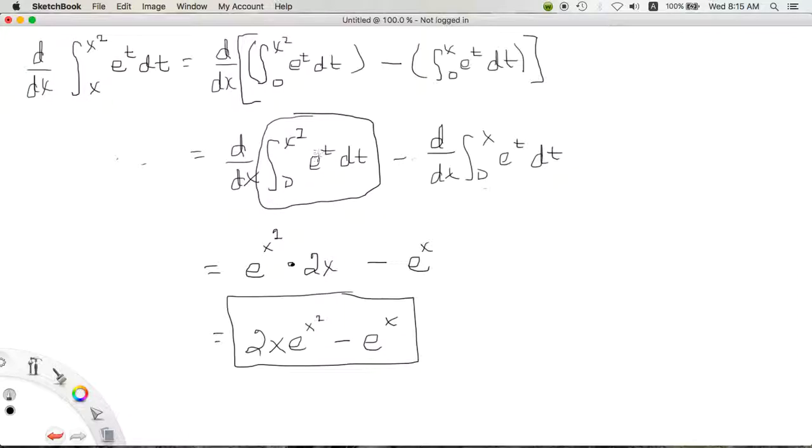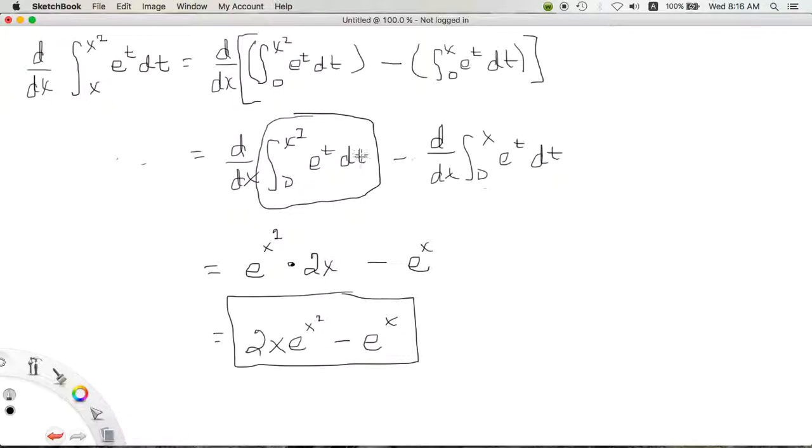Because what this is telling you is the area under this curve, e to the t, from 0 to x squared, whatever x squared happens to be. So at x equals 1, you'll have one value. At x equals 2, you'll have one value, and so on and so forth. And so that gives you a function that you can graph.